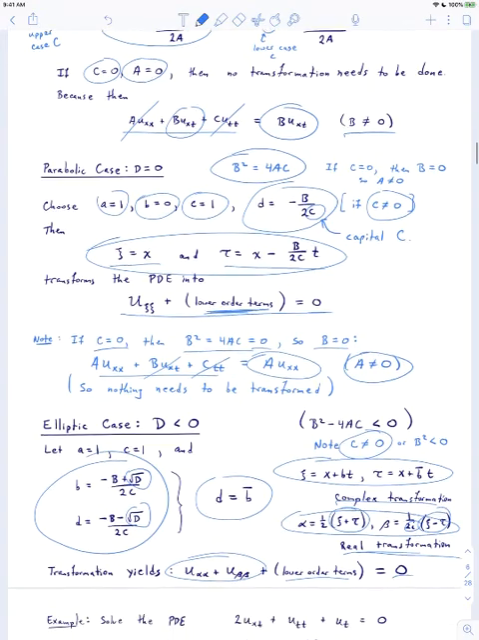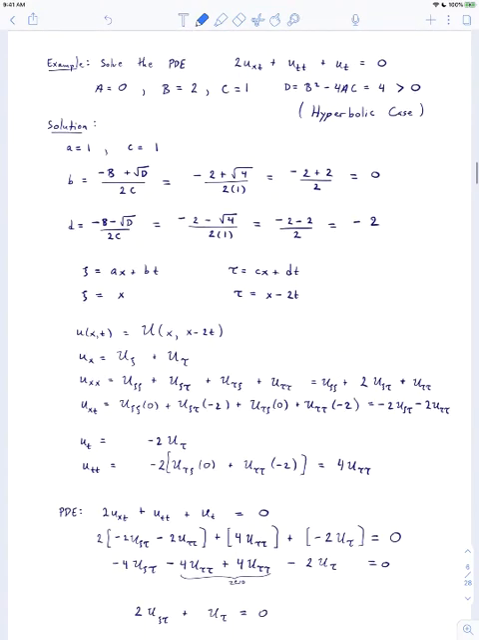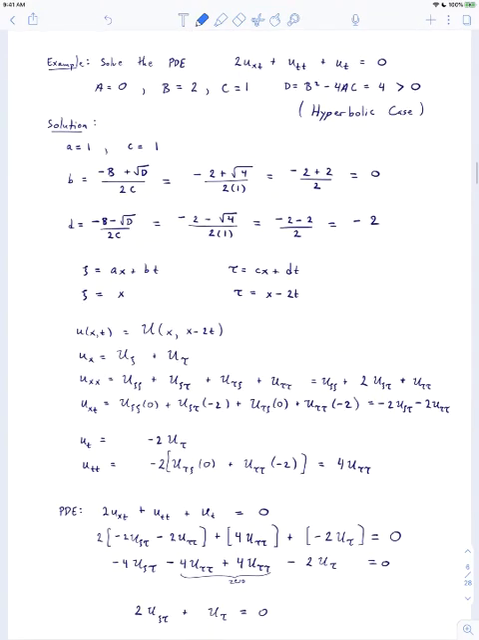All right, so let's move to the next page, and let's look at an example. Let's use these transformations, this canonical form, to solve a PDE. The PDE we're looking at is 2 times the mixed partial of u with respect to x and t plus the second partial of u with respect to t plus the first partial of u with respect to t equals 0.